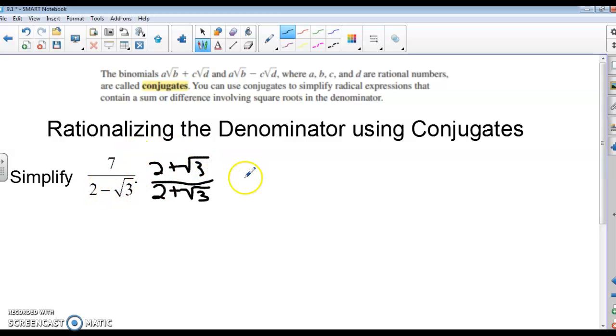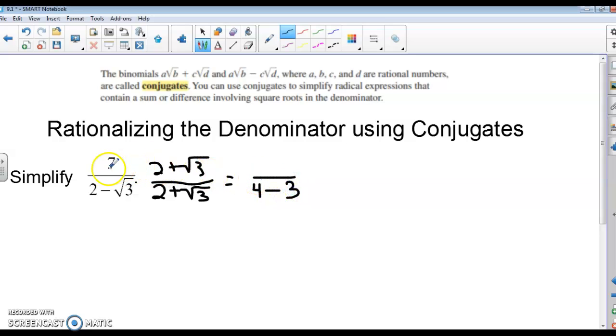So on the bottom, this is going to give us a squared minus b squared thing happening because it's a minus b times a plus b. So 2 squared would be 4. And then minus b squared, well, the square root of 3 squared is 3, because if you square the square root sign, it cancels each other out. They're opposites of each other, right? They're inverse operations. So the square root of 3 squared would just be 3, so it would be 4 minus 3.